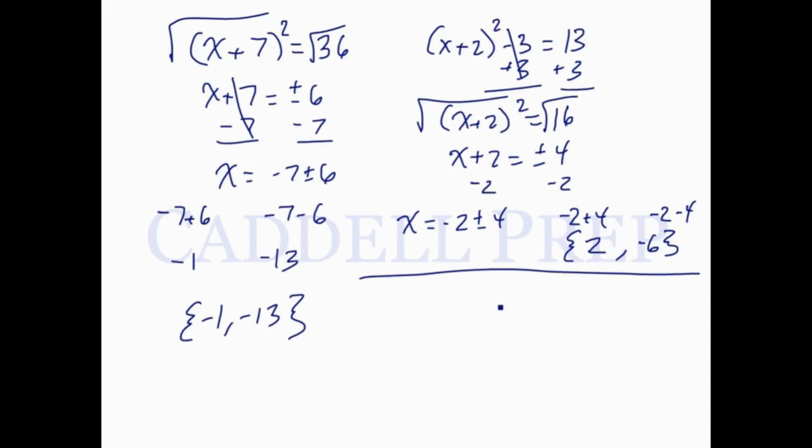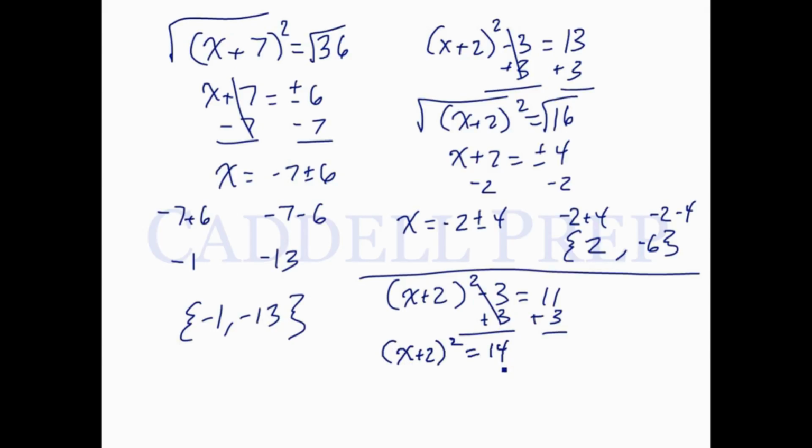Let's see what happens if I didn't change this to 13. If it was 11. So there's nothing wrong with solving this problem. Just I knew that we'd get regular integers here if this number was 13. But let's see what happens if I kept it as 11. So to solve this equation, we're going to go through the same steps. We have to get this x plus 2 squared by itself. So we're going to add 3 to both sides. So I have x plus 2 squared equals 14.